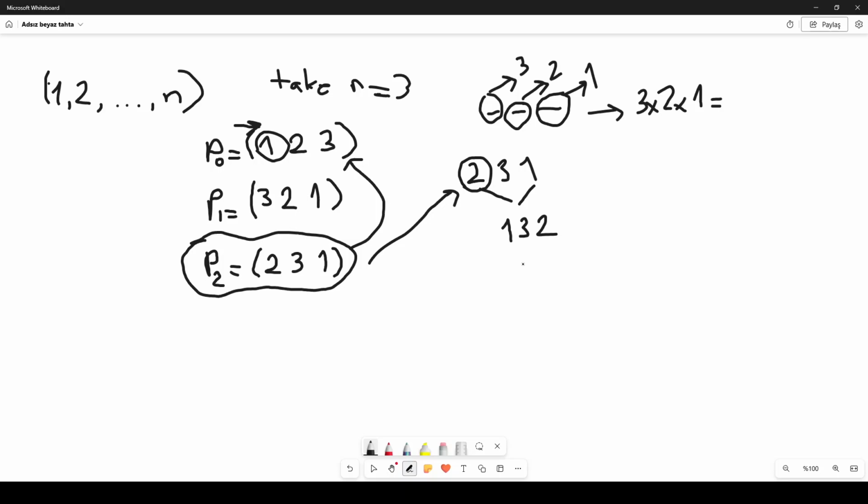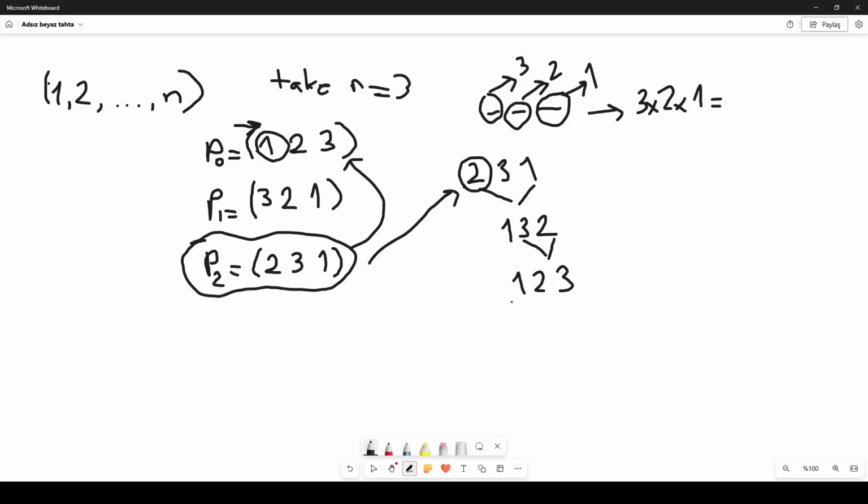But I still actually need some more operations, right? So I have now 1, 3, 2, but what I need is 1, 2, 3. So I can interchange the second and third positions. So what do I have in this case? Now I have 1, 2, and 3.